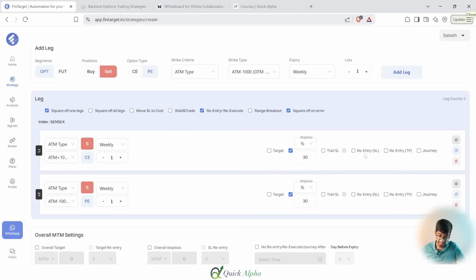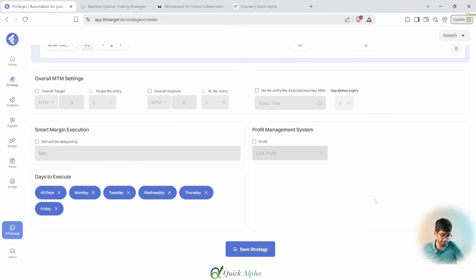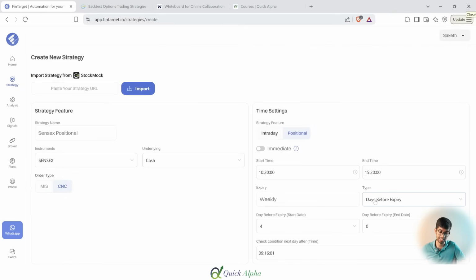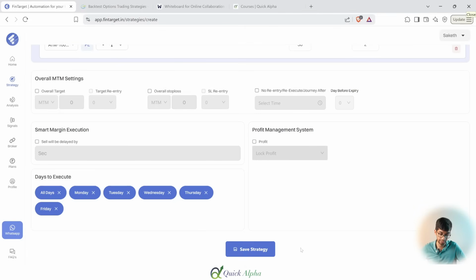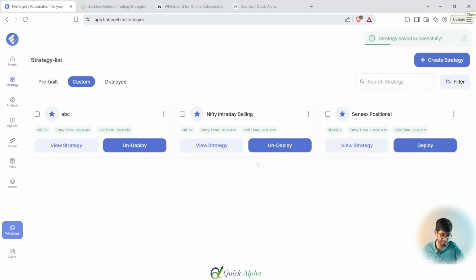So let me select the re-entry on stop loss on both the legs, and I will change this re-cost to re-entry. Here I am going to change the parameter to 2. We have already discussed why we are going to enter 2 times, and with that my simple strategy is now created. A very simple plain strategy, we haven't complicated a lot of things, and let us see how it will work. I will save this strategy.